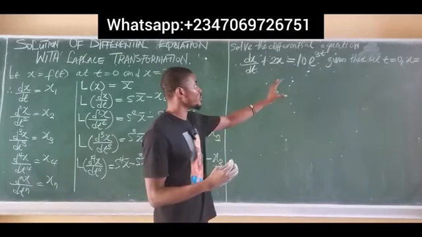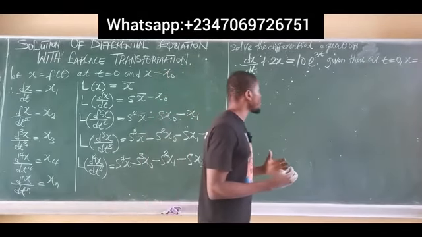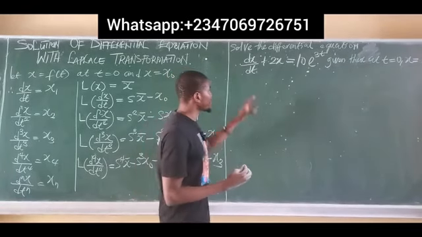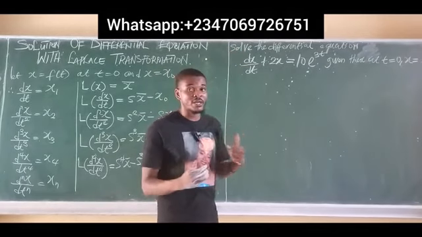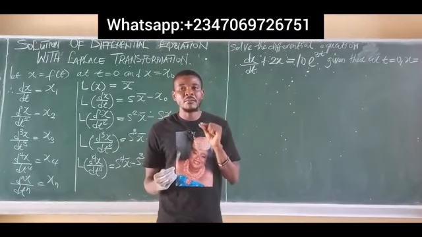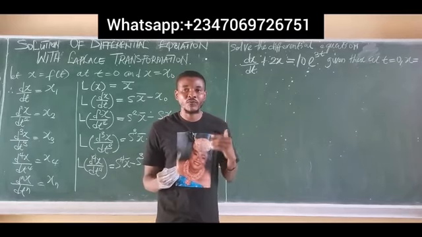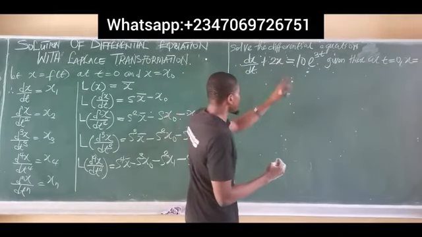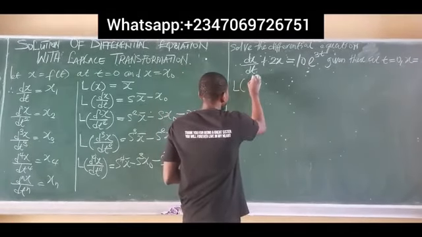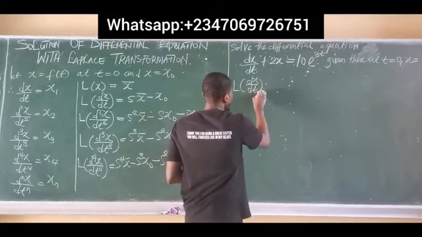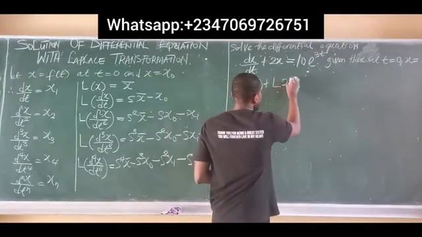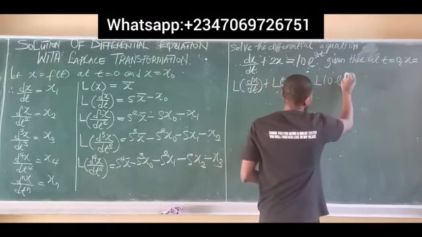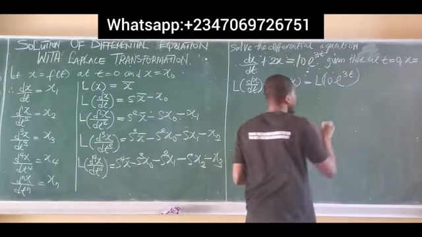Now we are given a question on the board. dx over dt plus 2x is equal to 10 exponential 3t. Now this is a differential equation of order 1 because I'm saying just dx all over dt. Remember the first step. Write the Laplace transformation of each of the functions involved in the differential equation. So in this equation I have Laplace of dx over dt plus Laplace of 2x, and this is equal to Laplace of 10 exponential 3t. All right, so that is the first step.